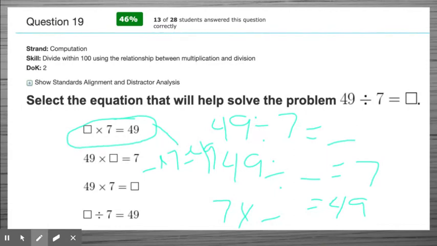49 times something equals 7. No, anytime that I multiply, I know my product, or the answer, is going to have to be bigger than the factor. So that's not going to work. 49 times 7 equals something. Again, I know that 49 is going to be my biggest number, so this one will not work either. And then something divided by 7 equals 49. Again, when I'm dividing, 49 is going to be my big number, so it's going to need to be over here. So the only one that works is the first one, something times 7 equals 49. That falls in the fact family of 49 divided by 7.